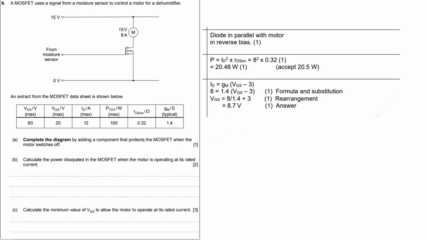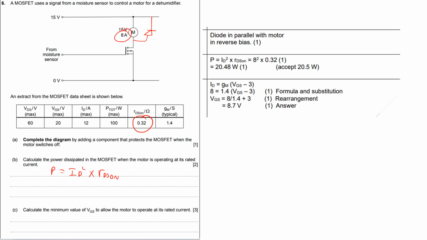Okay, so this one, again, I've got the answers on there for you, but hopefully straightforward. Complete the circuit diagram by adding the component to protect the MOSFET. That's obviously your diode, like that. Make it neater than me. Power in the MOSFET is I squared R, so it's the drain current squared multiplied by the resistance between the drain and the source when it's on. You must have been given that, the drain-source resistance, and ID is 8, isn't it? Not that one, because that's the max.